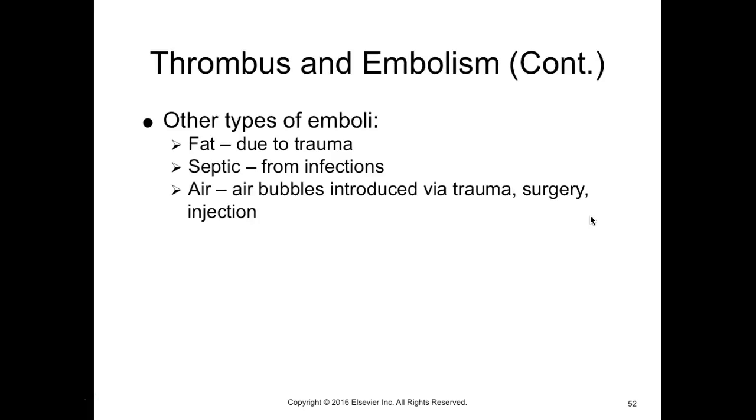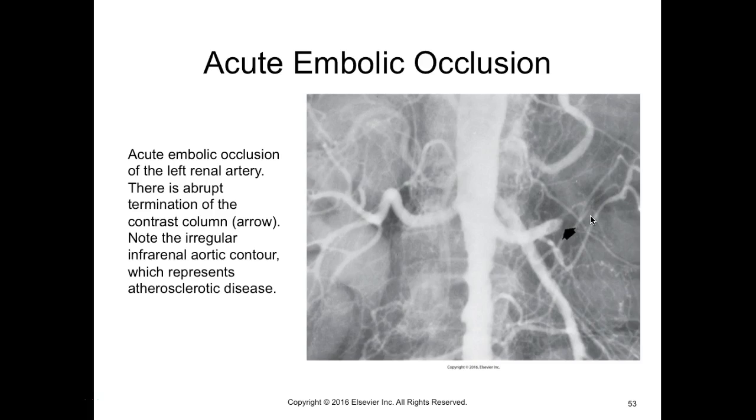Okay, so there are emboli that are fat, which can be due to trauma. So there's fat within your bone marrow. So if you have a break, fat can get into your vessel and cause an occlusion. There's septic, which can be from infections, and there's air. So air bubbles introduced via trauma or surgery, or injection. So please don't inject air in a patient, it can cause this.